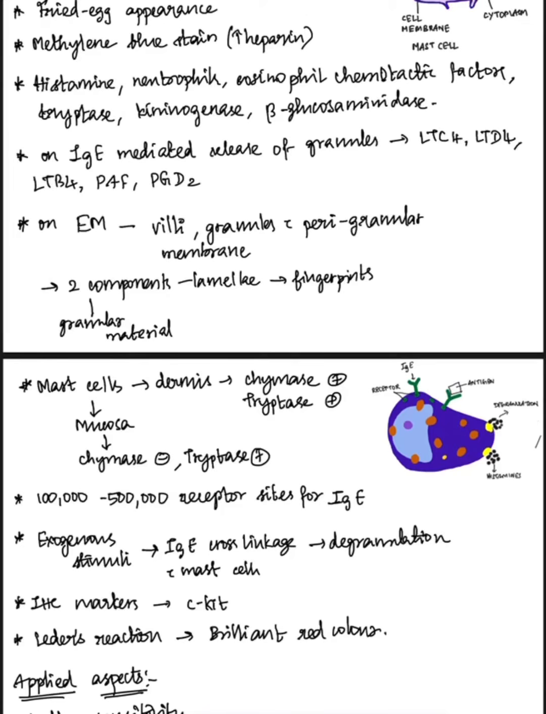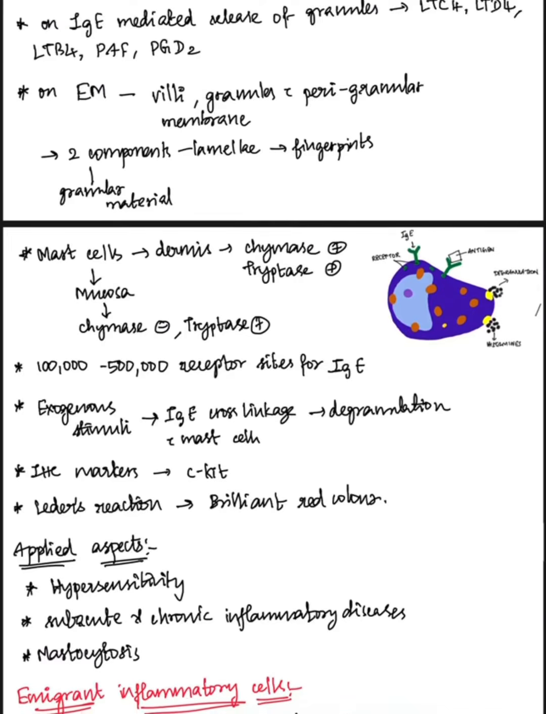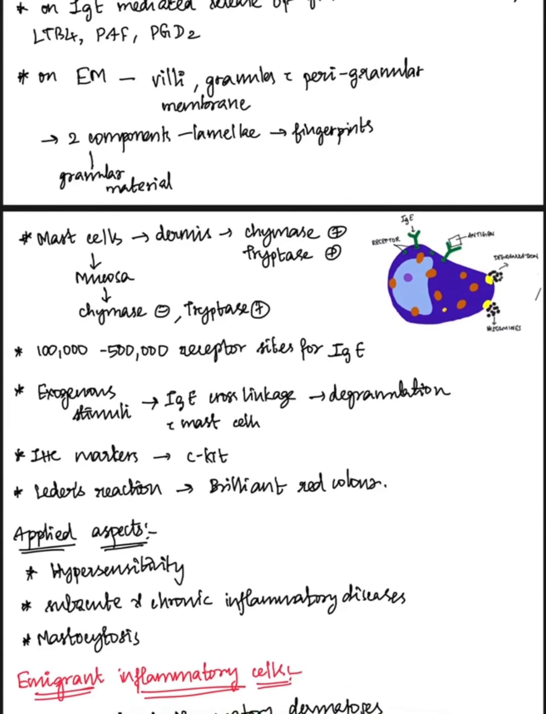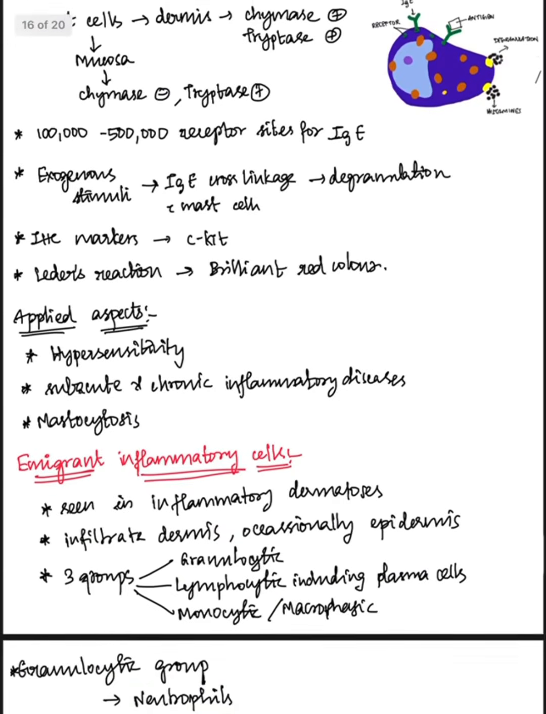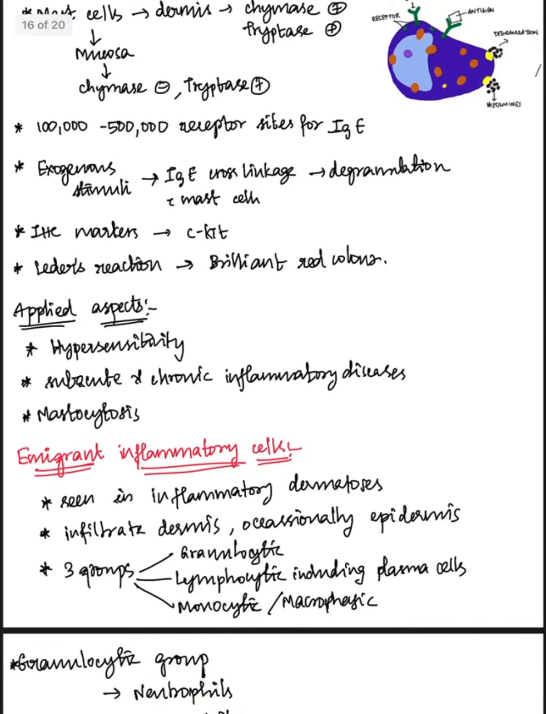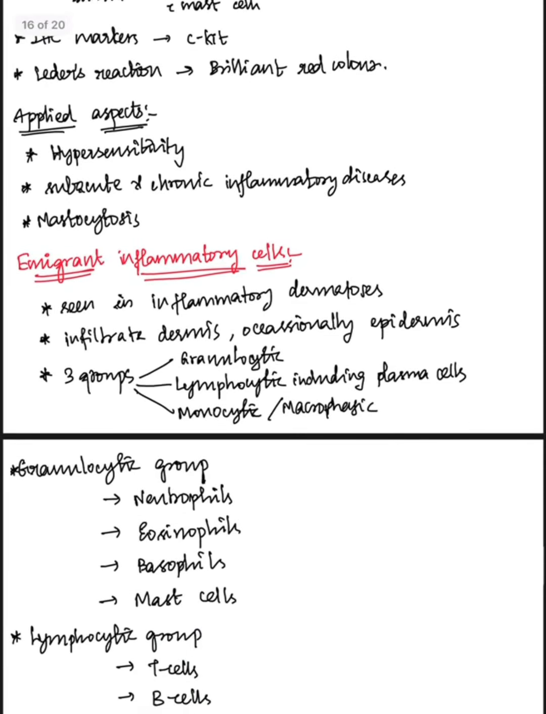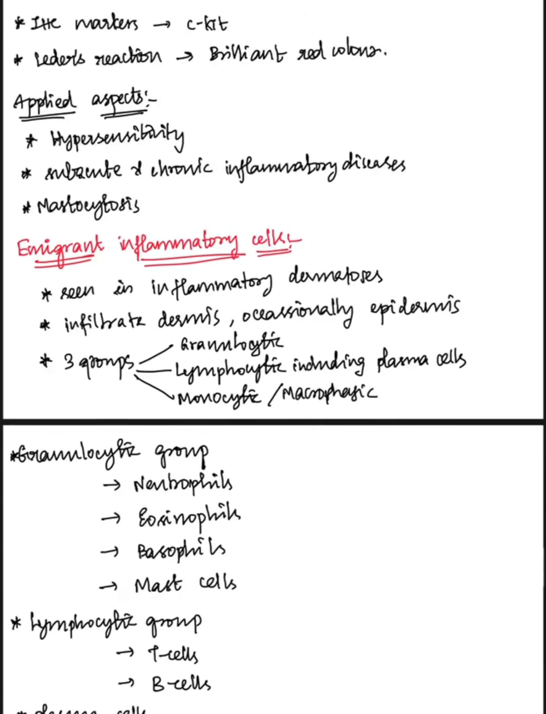On electron microscopy they appear to have villi and granules with a perigranular membrane. There are two components, lamellae and granular material. Mast cells in the dermis are found to have both chymase and tryptase, whereas in the mucosa they are found to have only tryptase. They have 100,000 to 500,000 receptor sites for immunoglobulin E. On any exogenous stimulus, there will be immunoglobulin E cross-linkage with mast cells and they degranulate. Immunohistochemistry markers are used, and on Leder's reaction it produces a bright red color. Applied aspects include hypersensitivity, mastocytosis, etc.